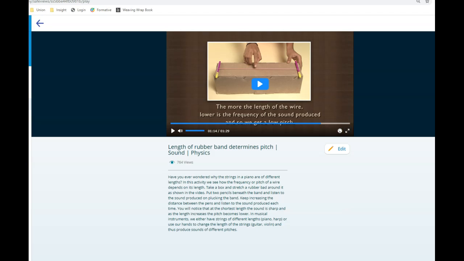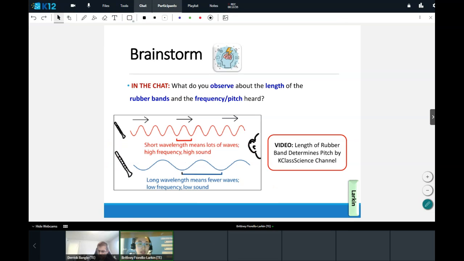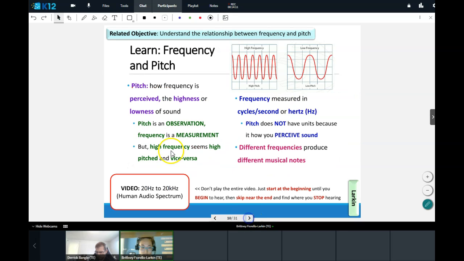I'm going to stop our screen share and go back to our PowerPoints. And bam! There we go. Okay, so again, what we observed is that a longer wire was lower pitched and a shorter wire was higher pitched. And we're going to see how that's related to frequency today.